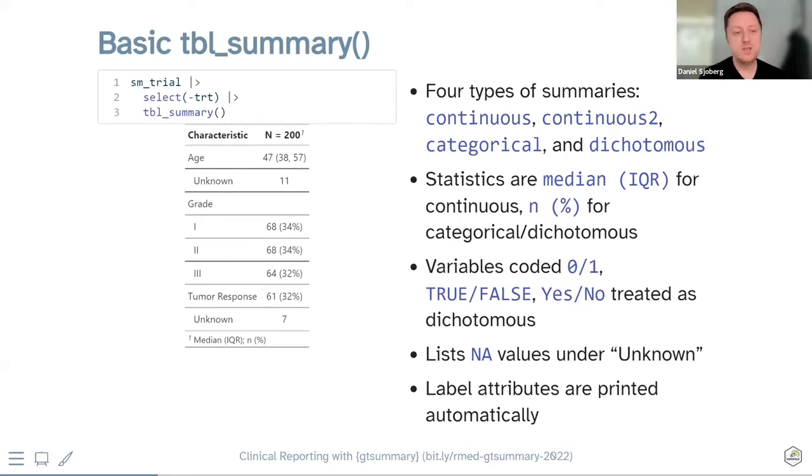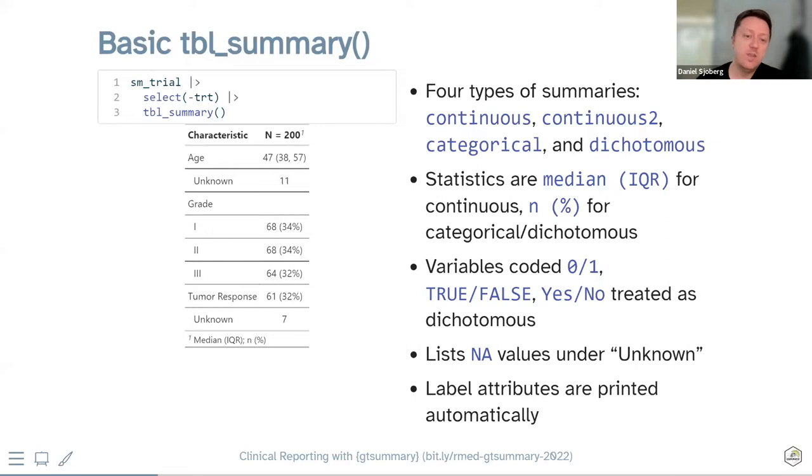So we're taking our small trial data set. We are piping that to the select statement, which is going to remove the treatment variable. And we are piping that whole object into tbl_summary. No arguments. This is 100% default behavior. And you can see here that you get a very reasonable summary of your data. Not dissimilar to skimr, except that this one could go into a manuscript, whereas skimr gives a fantastic summary that's really great for us as analysts and statisticians.